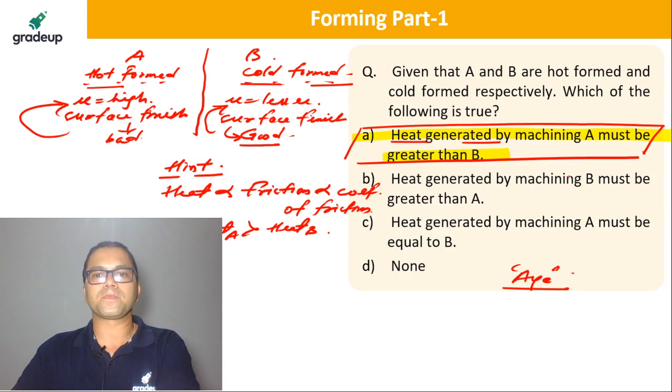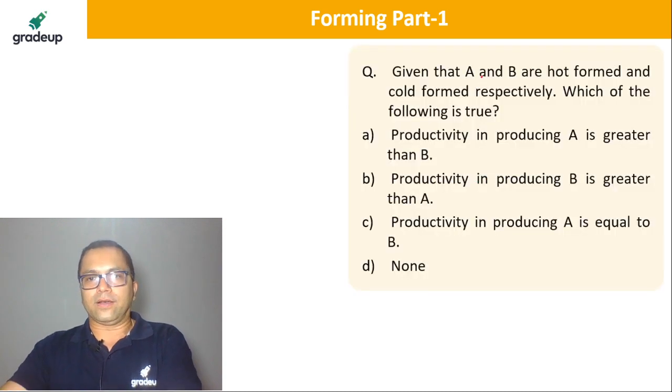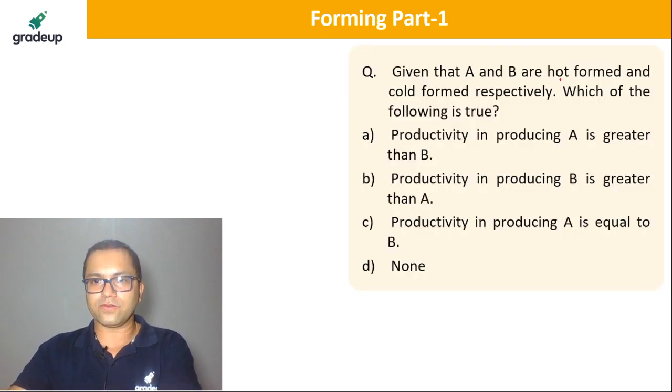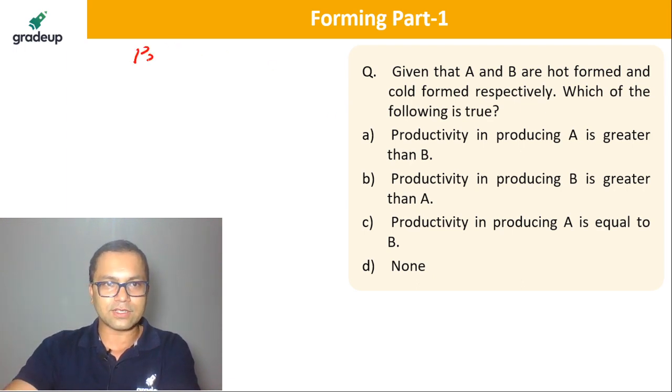Next question. Given that A and B are hot formed and cold formed respectively, which one of the following is true? Productivity in producing A is greater than B. What do you mean by productivity? First, let's talk about this.